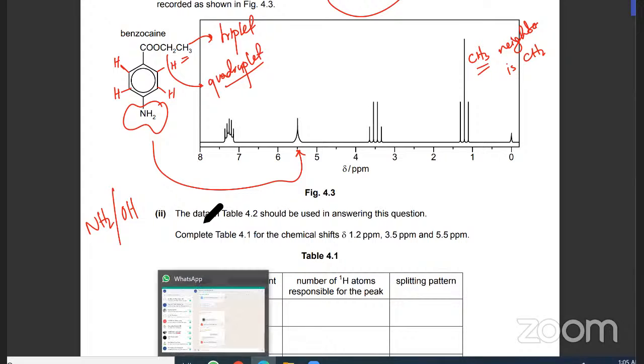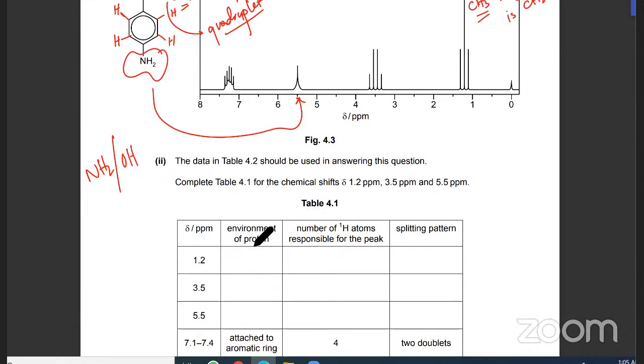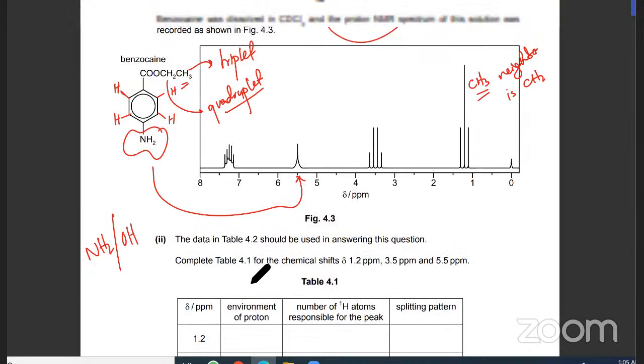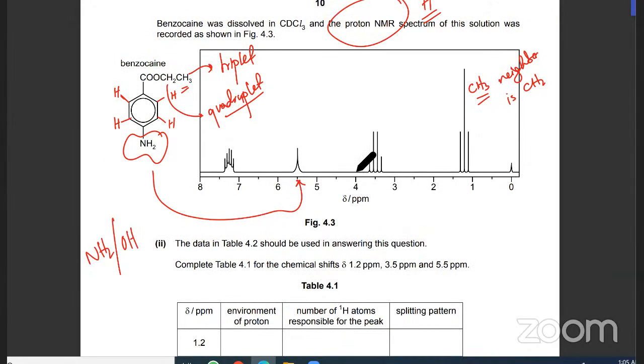So is this part clear? All you have to do is figure out the environment of the proton. You don't even need the data booklet in this case. You don't need to open it, because by just looking at the splitting pattern, you were able to figure out this one, and this one. So the 4th one was automatically this one.